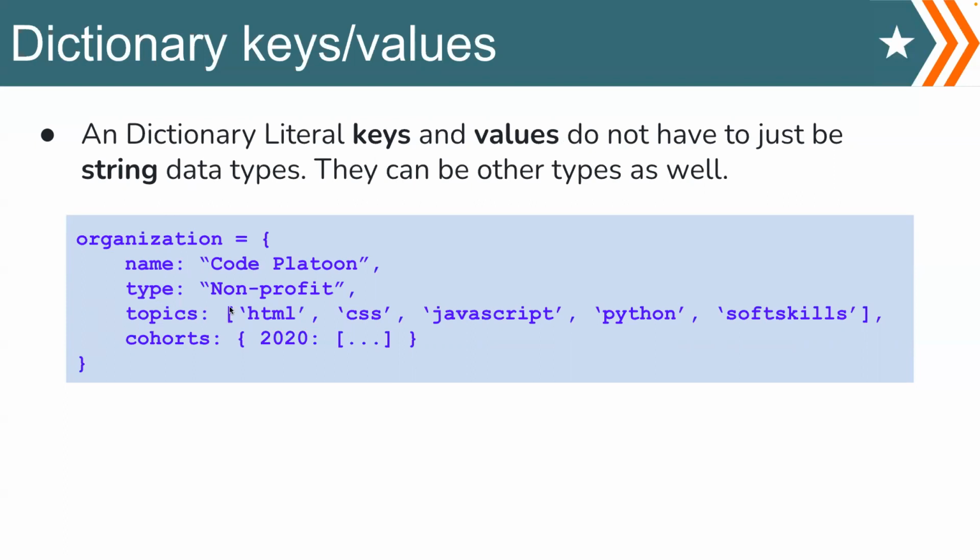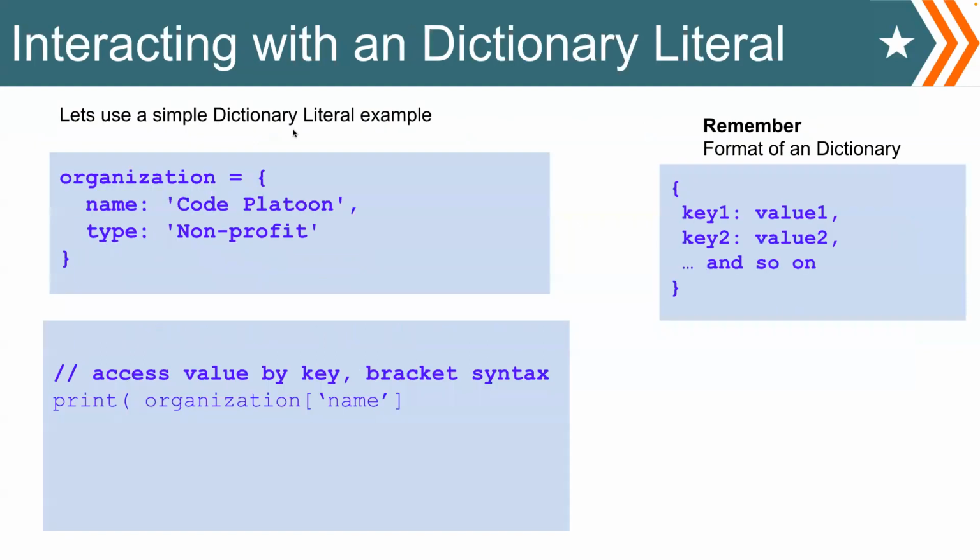Here we see an example where we're providing a list of strings that's talking about the different types of programming languages that are available, or programming skills that are available. And then cohorts is a dictionary, and this dictionary has a key and a value list inside of it. And that's how we can get things nested pretty well.